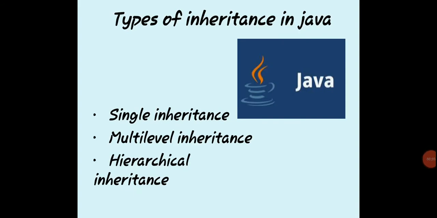In this video, we see the types of inheritance in Java. The concept of inheritance has already been explained in a video called Inheritance in Java. So, if you want to know about inheritance, you can see that video on this channel. In this video, we see types of inheritance. The types of inheritance that are available in Java are single inheritance, multi-level inheritance, and hierarchical inheritance.